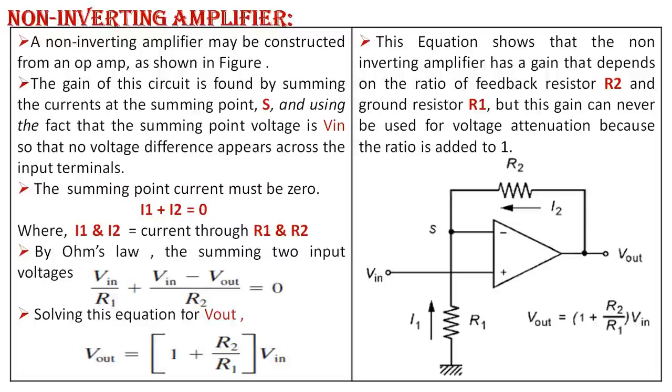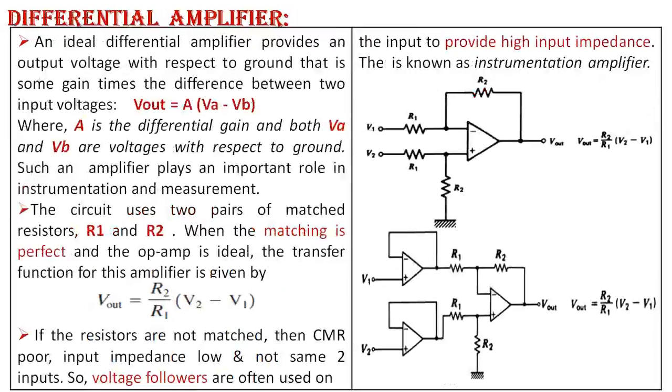I1 plus I2 is equal to 0, where I1 and I2 are the currents through the resistors R1 and R2. By Ohm's law, at the summing point, Vin upon R1 plus Vin minus Vout upon R2 is equal to 0. Solving this equation, Vout is equal to 1 plus R2 upon R1 into Vin. This equation shows that the non-inverting amplifier has a gain that depends on the ratio of feedback resistor R2 and ground resistor R1, but this gain can never be used for voltage attenuation because the ratio is added to the 1. Next one is the differential amplifier.